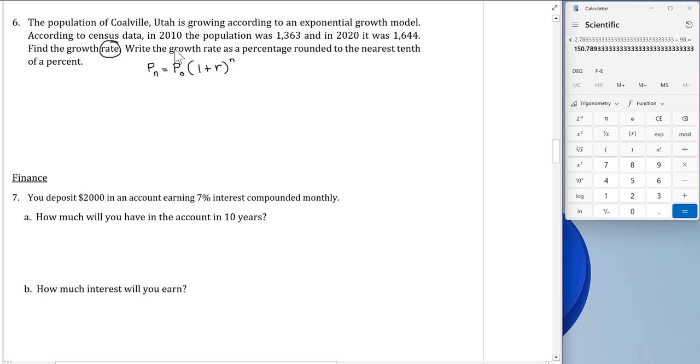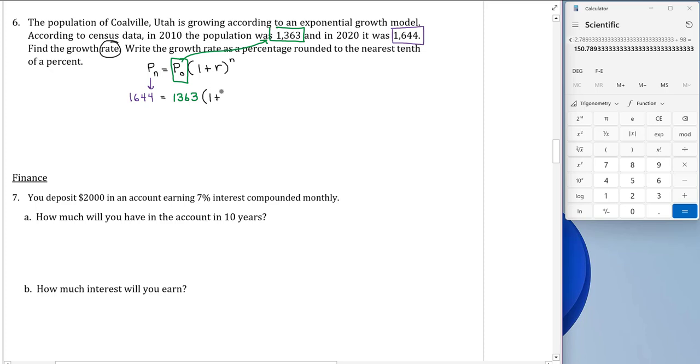And I'm going to start to fill this in with information that I know. So starting with P sub 0, that's the initial amount. I'm going to say, what was the initial population? Well, as far as I know, the initial population in 2010 was 1,363. Next, we were given the population in 2020, which would be a future population from the initial population, so 1,644. So that's P sub n.